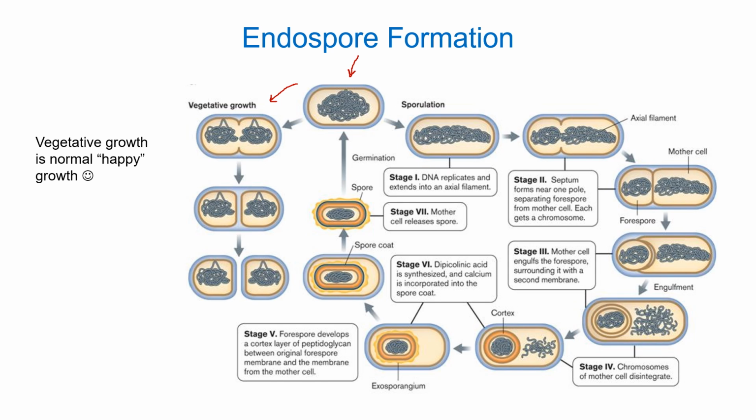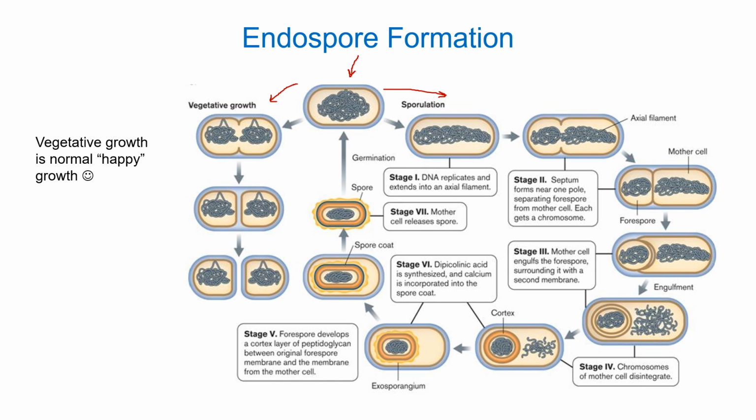But if conditions get harsh, let's say the water starts to dry out, the pH changes, maybe it's slowly being poisoned by some sort of toxin, then it will enter into this pathway. It will enter into a process known as sporulation. The cell is going to divide, but notice that the division is asymmetric. Instead of getting two cells that are the same size, we get one small cell and one larger cell. The smaller cell is known as the forespore, and the larger cell is known as the mother cell.